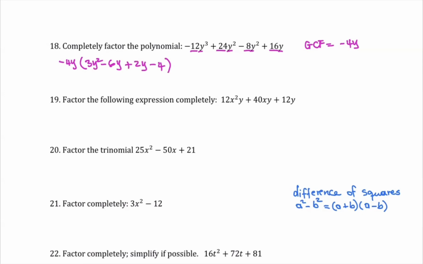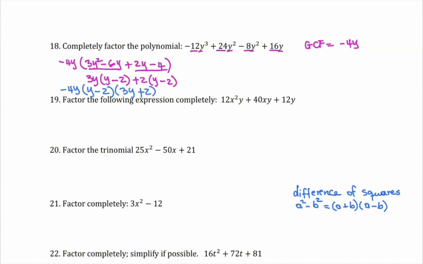We know that the -4y will be with the outside expression. The first group would be this, and that's my second group. The GCF can be 3y times y minus 2, and then the GCF is 2, so 2y minus 2, and then factor y minus 2. What's left is 3y plus 2.